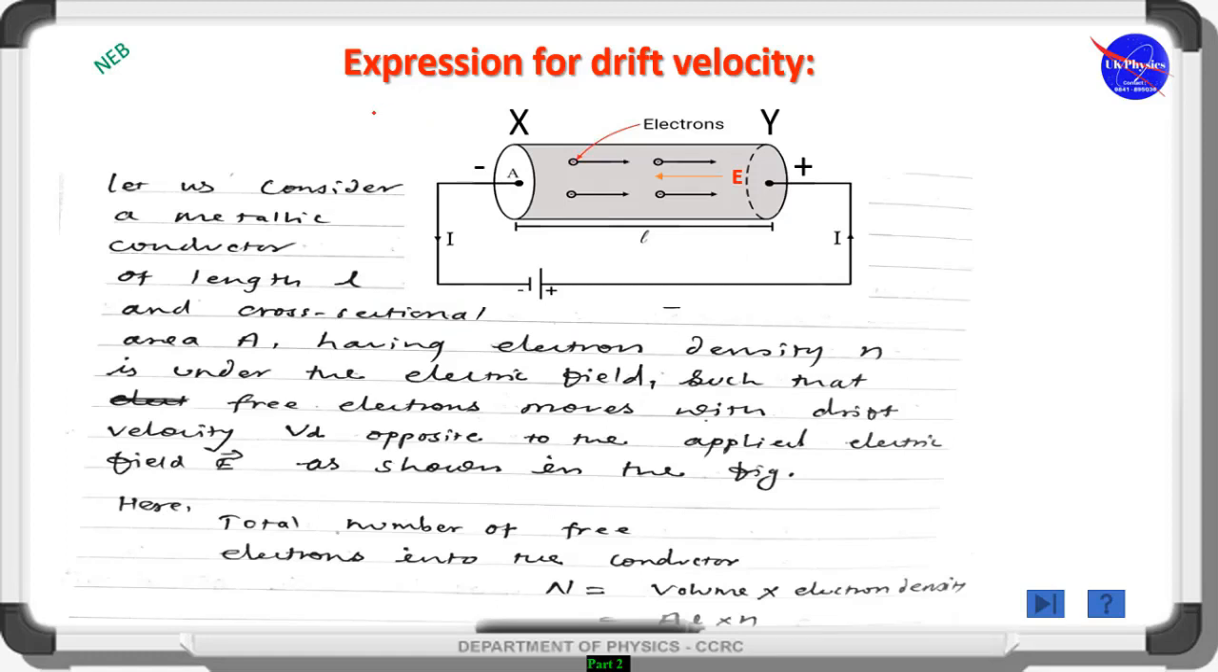Now finally we have come to the expression for drift velocity. This is important and it is frequently asked in our NEB exams. It carries 4 marks.